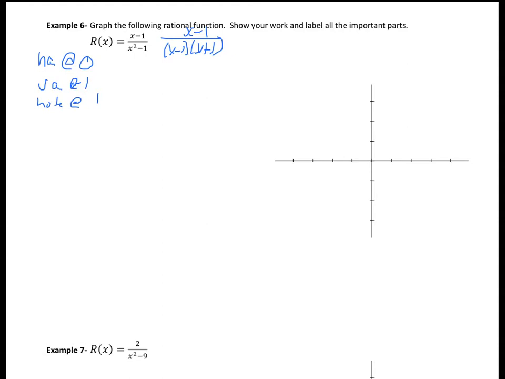So, what is your x-intercept? X-intercept is 1, good, except for we have a hole there. What is your y-intercept? How do we find the y-intercept? We make x 0, so what's your y-intercept? I got negative 1 over negative 1, so that is 1. Good. Okay, turn back now. What's the next step?